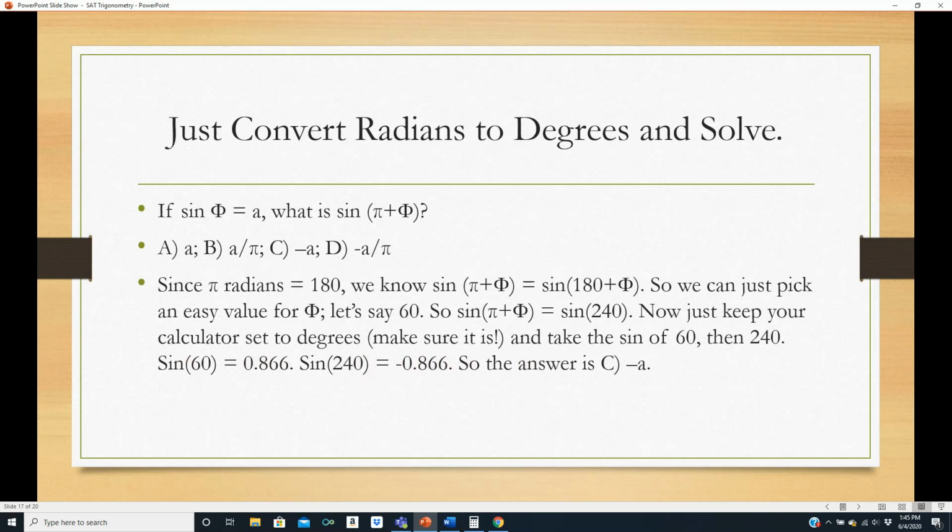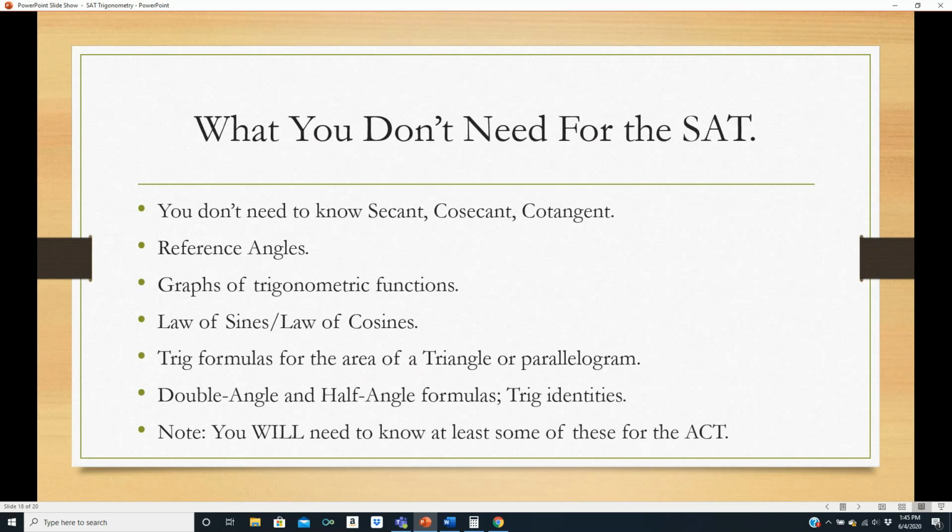Did we even really need to know that much about trigonometry in general? No, just enough to do the question. All right, but we got the point, didn't we? What you don't need for the SAT, you don't need to know secant, cosecant, or cotangent. Those are good things to know for the ACT, however. You don't need to know reference angles, you don't need to know graphs of trigonometric functions, you don't need to know the law of sines or the law of cosines, you don't need to know the trig formulas for the area of a triangle or a parallelogram, you don't need to know double angle and half angle formulas or trig identities. But however, you will need to know at least some of these for the ACT.